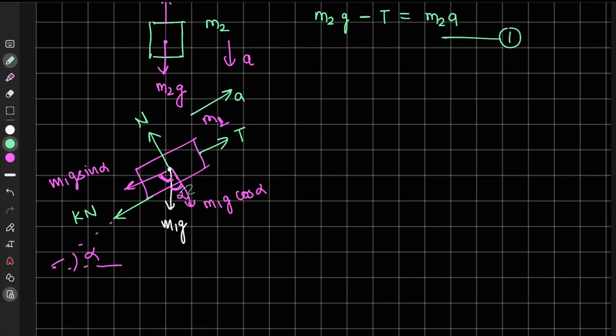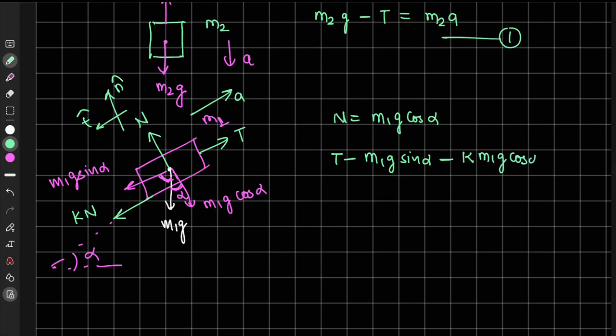So as there is no acceleration in the normal direction, then we can write N is equal to m1g cos alpha. And if we write the forces in the tangential direction, then we can write it as T minus m1g sin alpha minus k times N, where N is m1g cos alpha. So we can write T minus m1g sin alpha minus k times m1g cos alpha is equal to m1 into a. So this is our second expression.